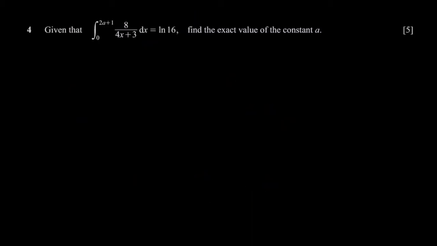Okay, question 4. This is basically an integration question. So given that this integral is equal to ln 16, find the exact value of the constant a. So let's just get on and integrate the function. We're going to integrate between 0 and 2a plus 1, 8 over 4x plus 3 dx. So what are we going to get? We're going to get 8, so we just pull the 8 out as a constant.